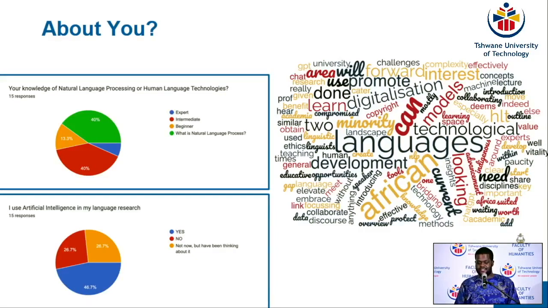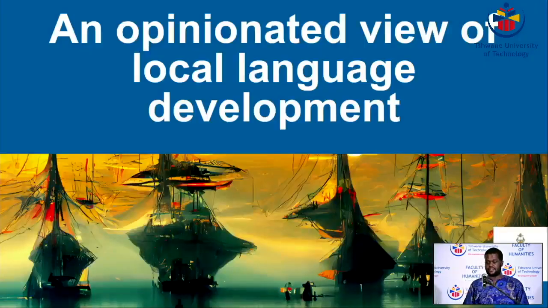Do you use artificial intelligence in your research? The answer there was very interesting: half of the people do. There were a lot of comments about doing things like editing in English, which is very interesting, and some are also thinking about how to use these. On the right there is a word cloud of some of the common comments. So we're trying to look at technology, digitalization, and how we can promote and develop our languages.